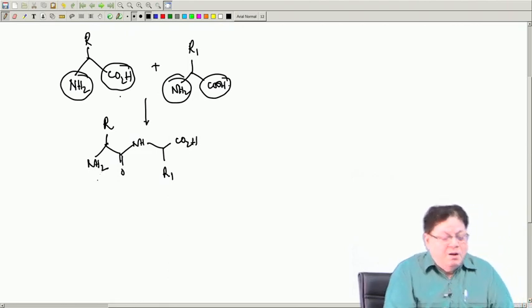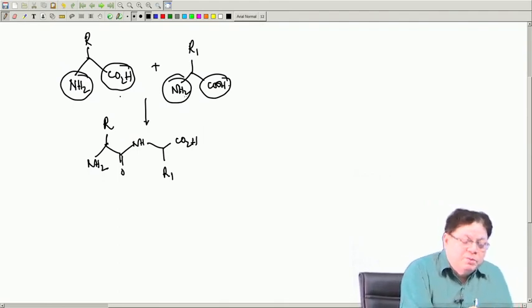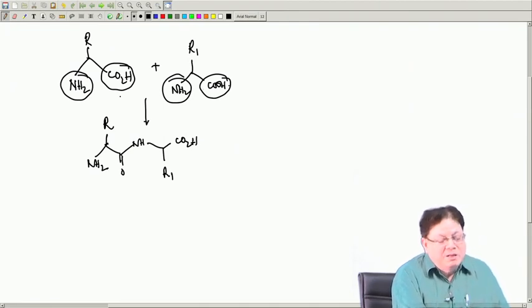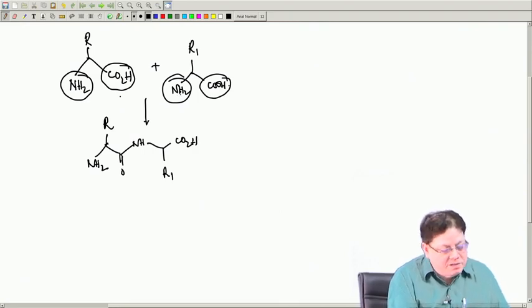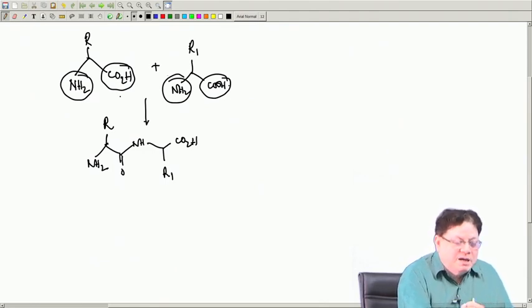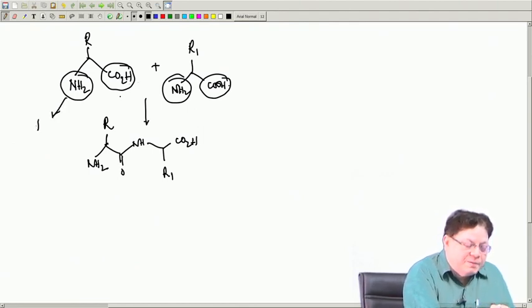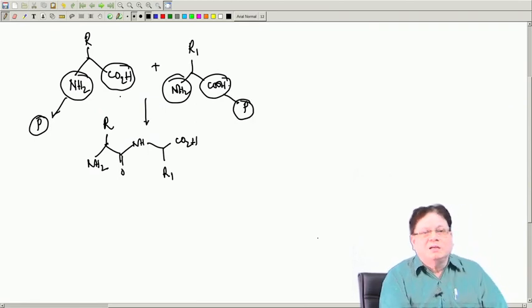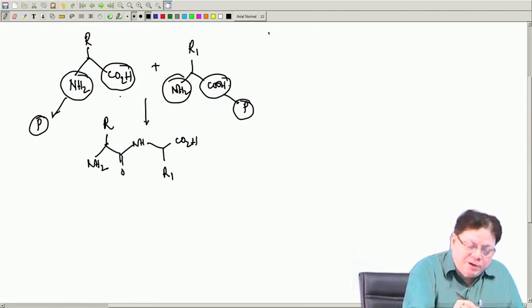Now, in order to do that, we want to consider the following things. First, there can be coupling between the same molecules, because in both the molecules amine and carboxy functionality are present. So, that requires what is called protection. Because we want coupling between this carboxy and this amine, we need to protect this amine first and protect this carboxy.